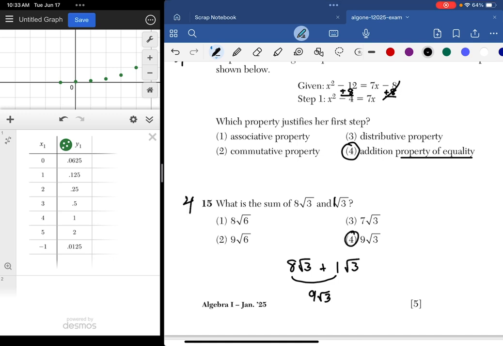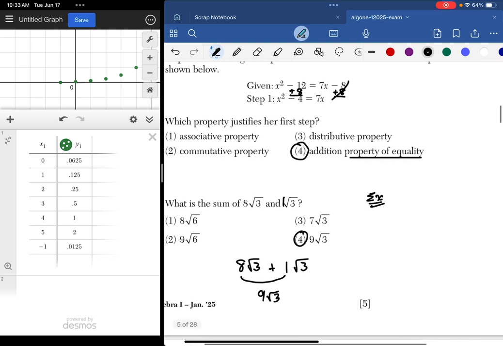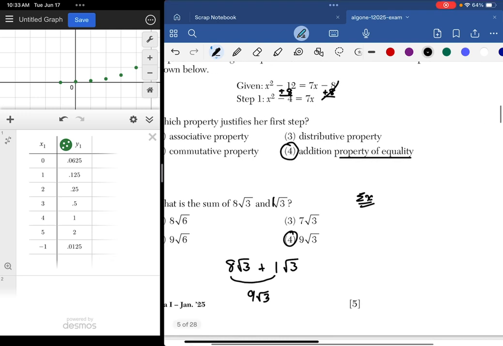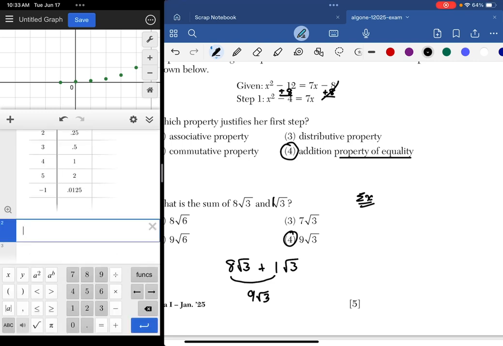If those radicands, the numbers under the radical, were different from one another, there are a couple of ways I can handle it. One would be to simplify the radicals and then add them. I'll give you a quick example of that. The other would be to leave it alone. Actually, there's a third way: put it in your calculator and see which choice gives you the same decimal. That's if you're in a pinch.